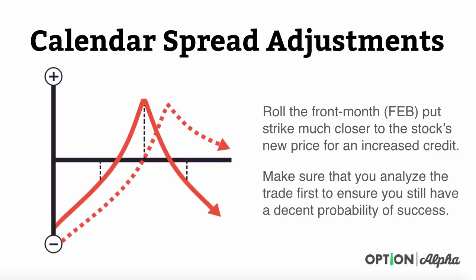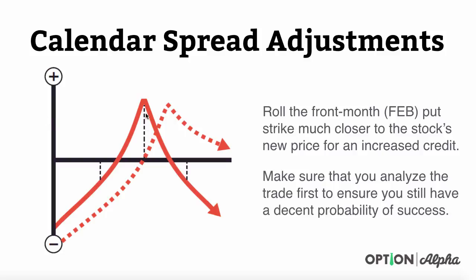So what we'd end up doing here is we'd roll that front month contract, that February put strike, much closer to the stock's new price for an increased credit. Now make sure that you analyze this trade first to ensure that you still have a decent probability of success, that your window of opportunity here with the calendar spread still looks pretty good as far as how many days are left till expiration. So you have to judge it a little bit, have a little bit of common sense in here to see if it's realistic.